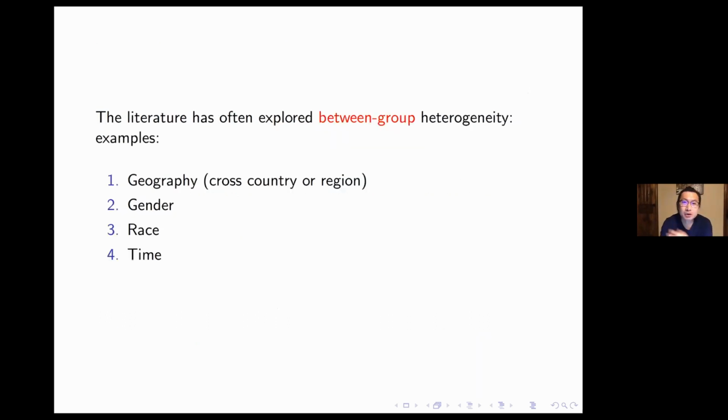But this literature has typically focused on one type of heterogeneity, and at least from yesterday's and today's discussions, we are looking at between group heterogeneity. That's what we've been focusing on. Think about how mobility changes across different geographic areas and between countries, which is very much related to the Great Gatsby curve as well, and how mobility differs between gender and race and over time. All those things focus on between group heterogeneity when we are estimating the mobility measures.